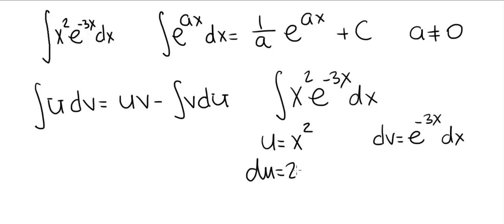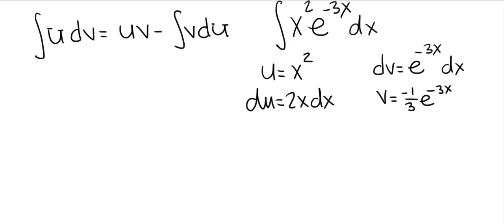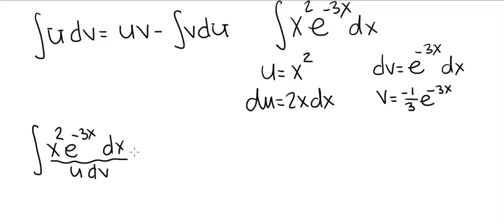Du becomes 2x dx, and v is the antiderivative of e to the negative 3x. It's like a equals minus 3 in the formula above, so it's minus 1 over 3 e to the negative 3x. We don't have to add a constant to it. 0 is perfectly okay. It makes things much easier. So the integral in question, x squared e to the negative 3x, is what we call the integral of u dv. Now let's express it using the right-hand side of the formula.